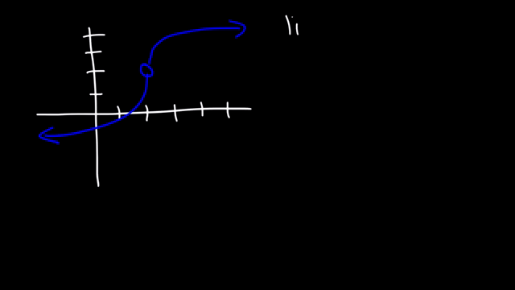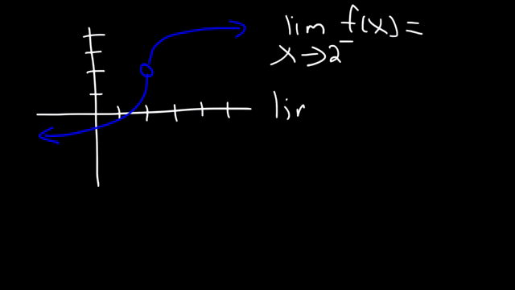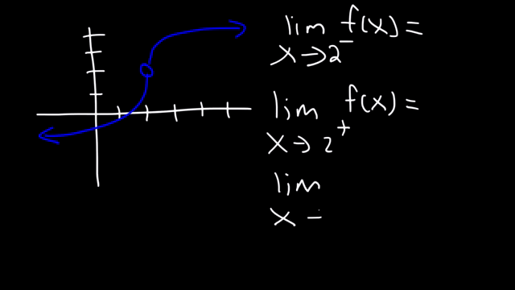So what is the limit as x approaches 2 from the left side? And what is the limit as x approaches 2 from the right side? And then find the limit as x approaches 2 from either side. And in addition to that, find the value of f of 2. So go ahead and pause the video. Go ahead and find the answers to these problems.